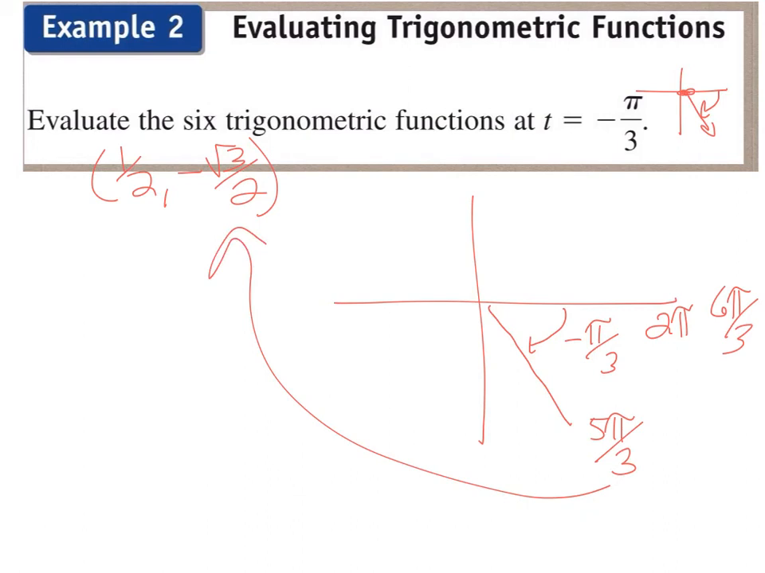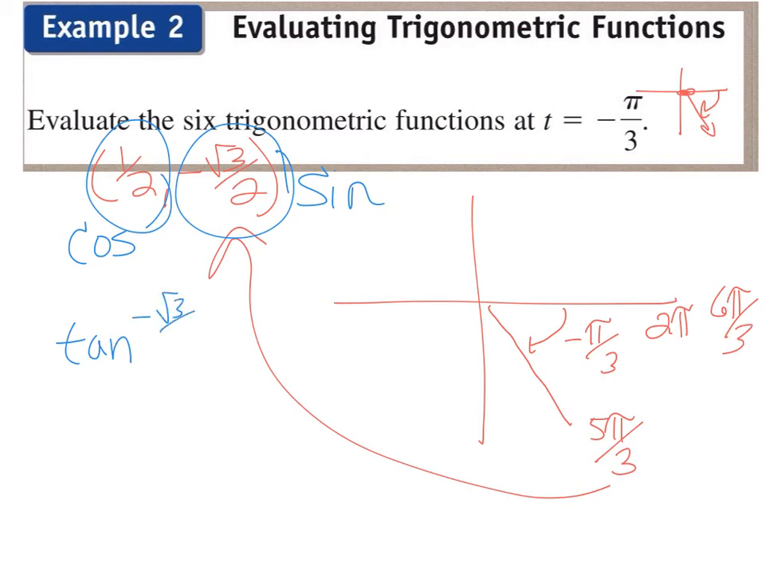So again, you just want to find the 6 trig functions. This y value is your sine. The x value is your cosine. Your tangent is going to be the negative square root of 3 over 2 over 1/2. And so when I do this, I'm going to have negative square root of 3 over 2 times 2 over 1. 2's cancel, and so I just get the negative square root of 3.